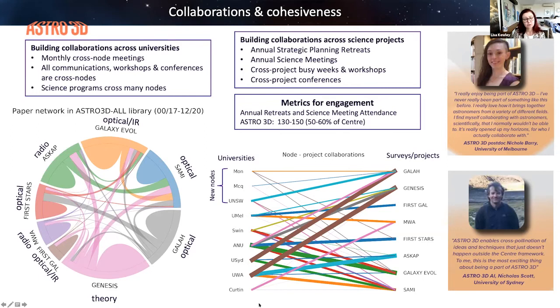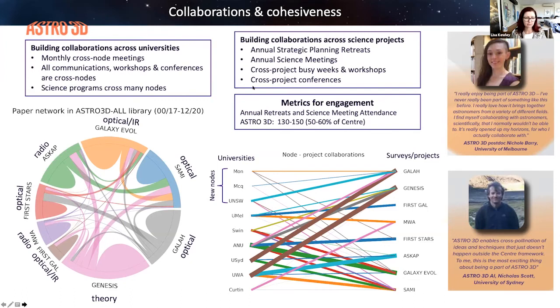We can also look at the nodes and the different collaborations occurring across the nodes in the surveys and projects. Again, the width of the chord is related to the number of publications. You can see that all of our original nodes have collaborations across multiple surveys and projects, and some have many large collaborations. Our new nodes have less, but that's to be expected as they've just joined the centre this year. We expect over time that these chords will increase to represent more publications across different surveys and projects as well.